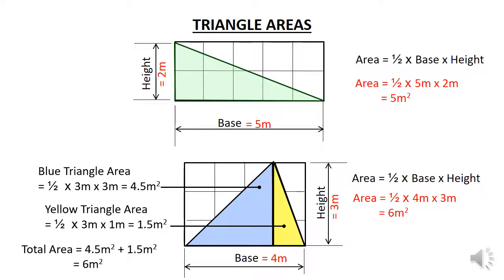Let's calculate the area of the bottom triangle again using these two right angle triangles. The blue triangle has a base of 3 meters and a height of 3 meters, which is 1 half times 3 times 3, which gives an area of 4.5 square meters. While the yellow triangle has a base of 1 meter and a height of 3 meters, that is 1 half times 1 times 3, which gives an area of 1.5 square meters. Adding these two areas together gives us a total area of 6 square meters, which is what we arrived at in the previous calculation.